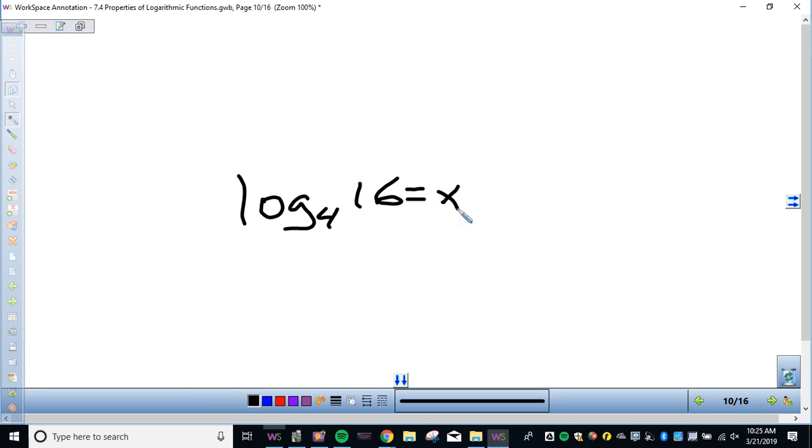Equals x. How do you rewrite it exponentially? Now rewrite it exponentially. 4 to what power? 4 to the second equals what? So what's x equal? 4 to what power is 16? 4 to the 4th is 256. So x equals 2.